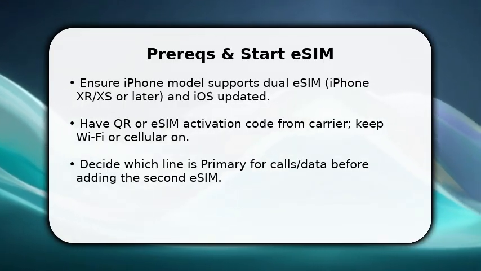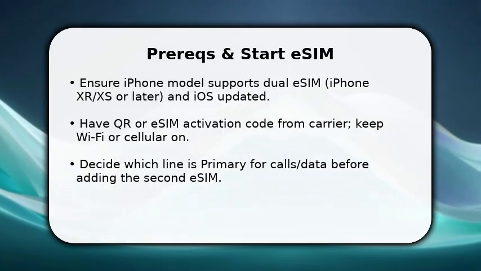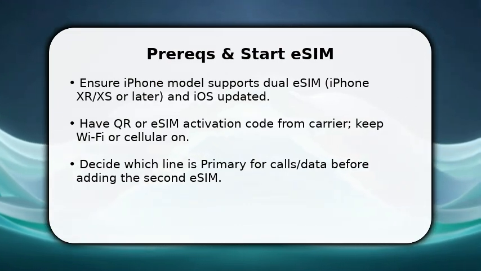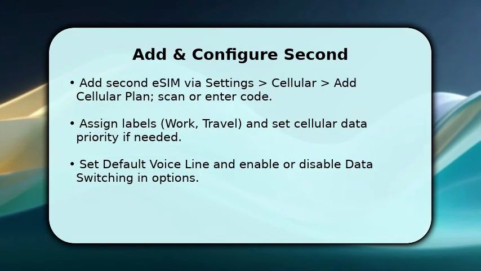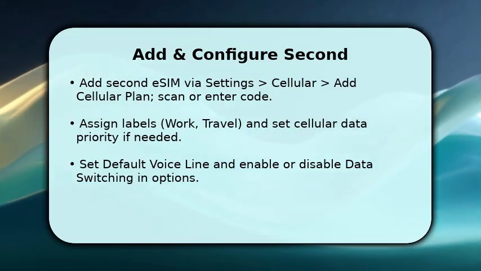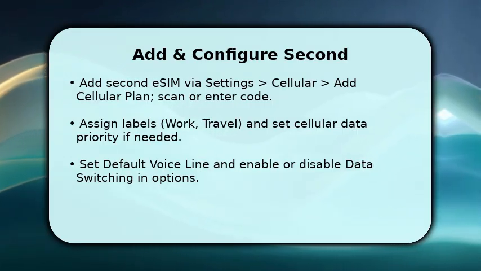Make sure to choose the line you'll use for iMessage and FaceTime. Don't pause. Proceed to add the second profile immediately. Now add the second eSIM the same way. Settings, Cellular, add Cellular Plan. You'll scan the second QR or input the carrier info and wait for activation. This can take a minute.